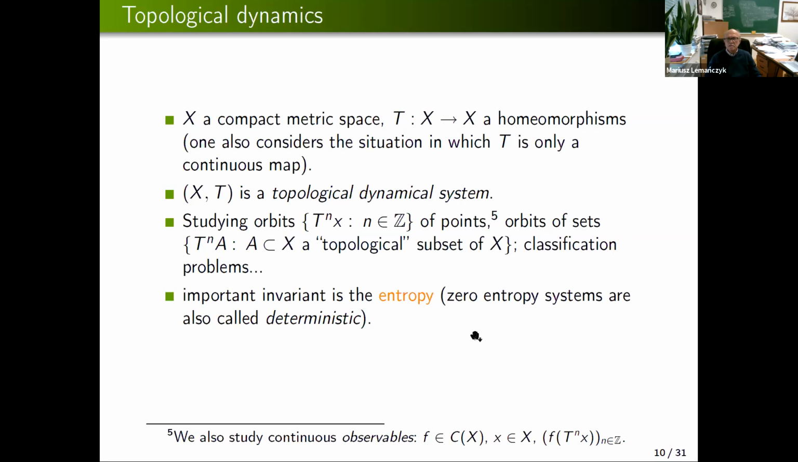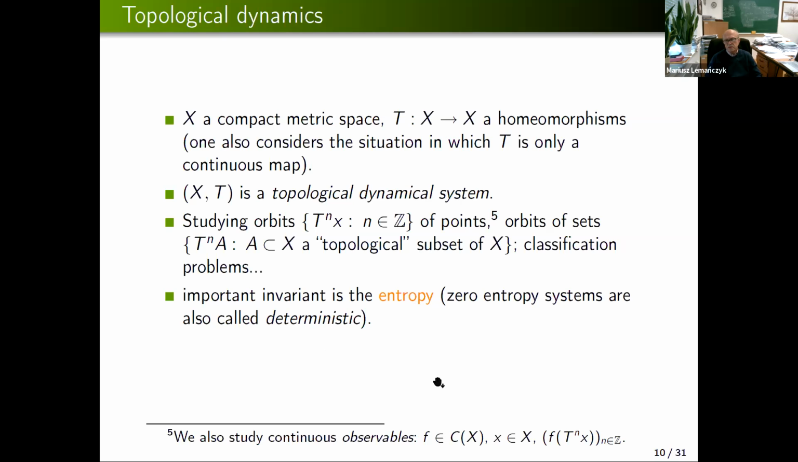So one of the most important invariants in this framework is the entropy. I will not give a definition here; it would take too much time. But I will come back to the definition in special cases. So the entropy is a number. It can be infinity, it is a non-negative number. It can also be 0, and 0 entropy means that the system is deterministic. Or we may think that determinism is the same as having 0 entropy.